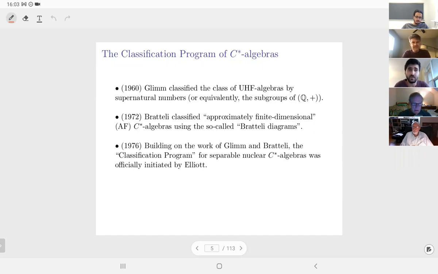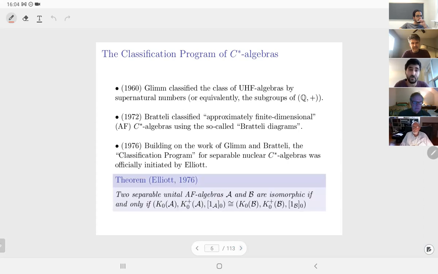The classification basically officially started in 1976, where George Elliott, building on works of Glimm and Bratteli, classified AF algebras. He proved that two separable unital AF algebras A and B are isomorphic if and only if they have the same K0 group, a partially ordered abelian group with an order unit.